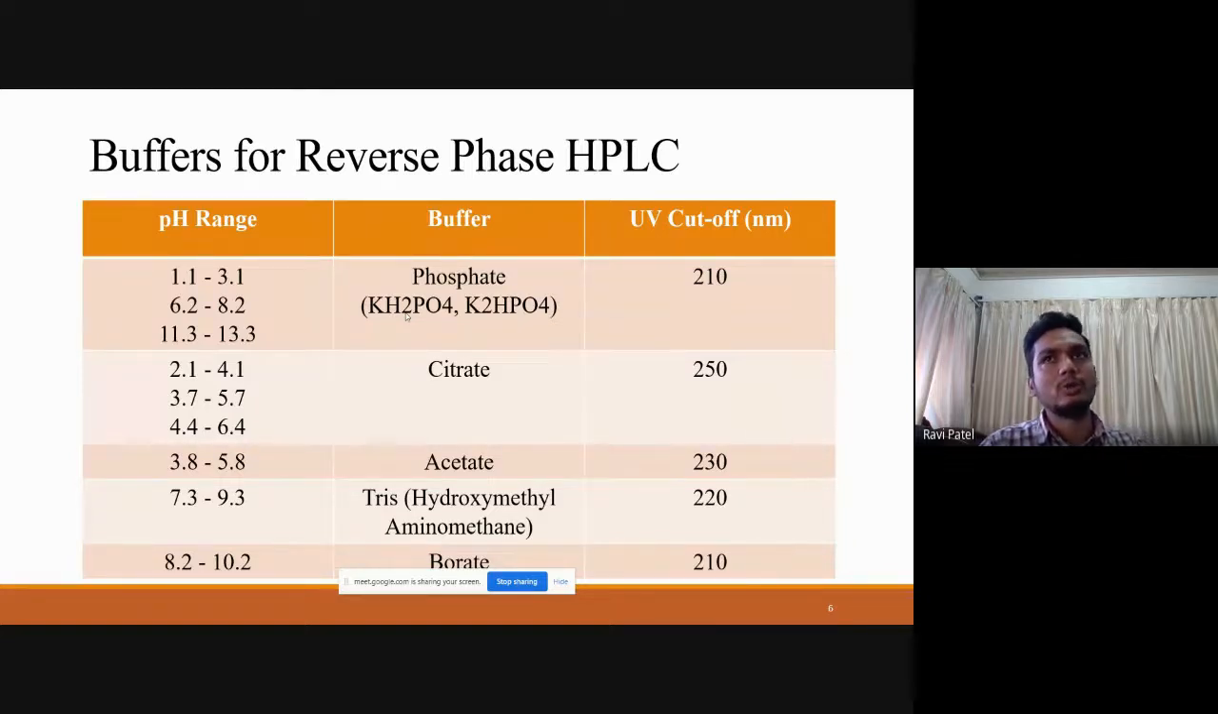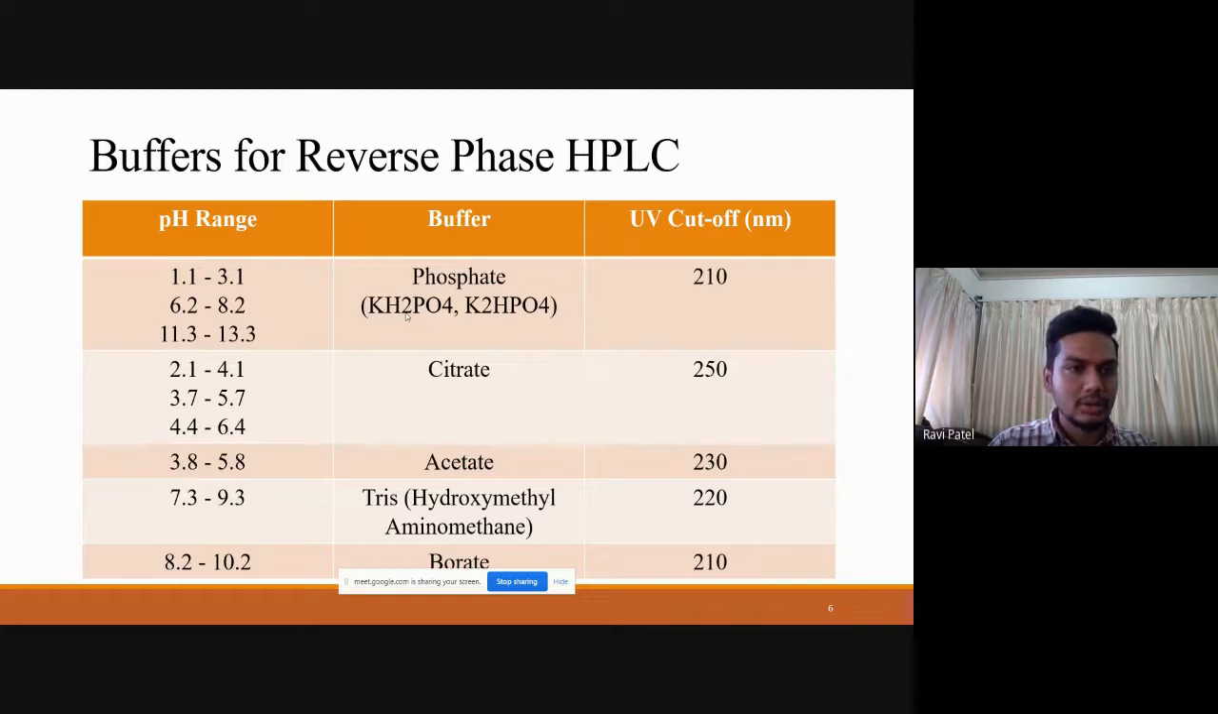If I want to select a pH of my mobile phase in the range of 2 to 3, then it is more suitable to use phosphate buffer, because at that pH, a phosphate buffer has the buffer capacity to resist the pH change. So according to the pH range, we have to select a buffer.